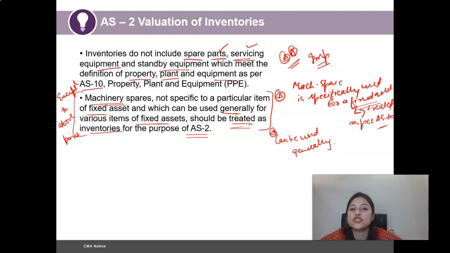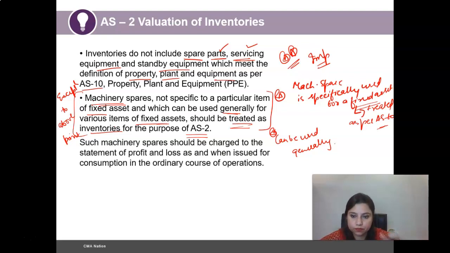However, in case the machinery spares are used generally and cannot be specifically included in a particular item of a fixed asset, such machinery spares would be treated as inventories and valued according to Accounting Standard 2. So hope this is clear, that this is how you will differentiate between machinery spares and other spare parts or servicing or standby equipment.